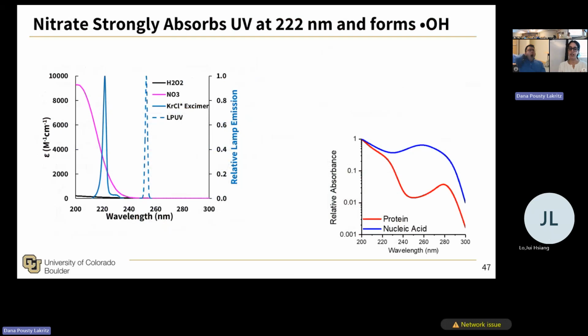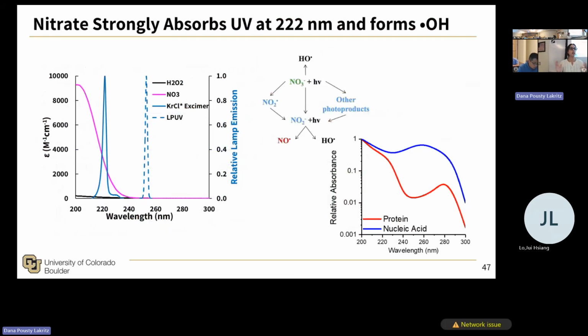In the last year, we found that 222 nanometer is very efficient for virus disinfection. As you can see here, the peak of the protein and the nucleic acid is higher around 200 nanometer than the 260 nanometer. So this is the motivation for using this kind of light.